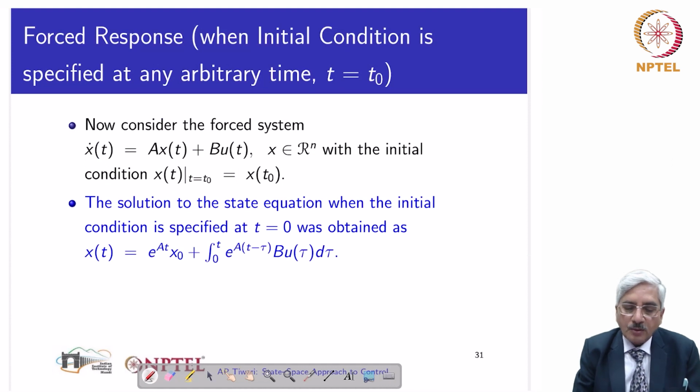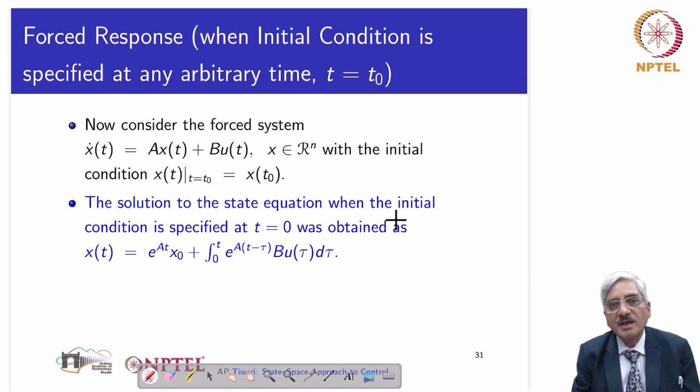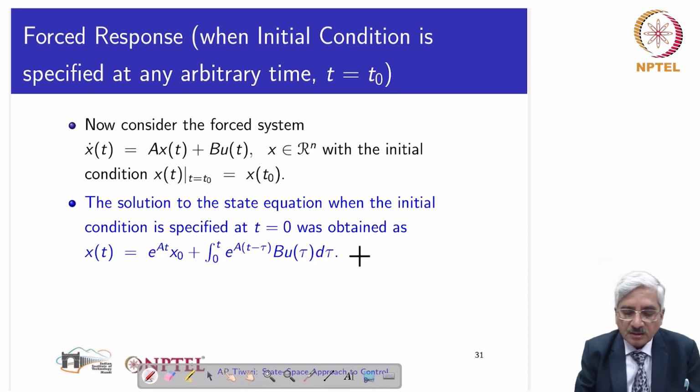So we bring the earlier expression. When the initial condition was specified at t equal to 0, then the solution was obtained as x(t) equals e^(At) x(0) plus the integral from 0 to t of e^(A(t-tau)) B u(tau) d tau. So from this, we try to get x(0) in terms of x(t0), and then we proceed.